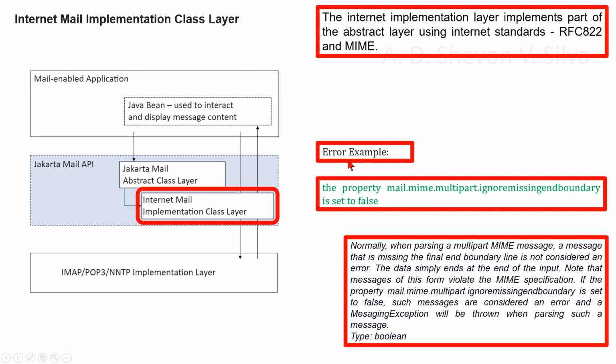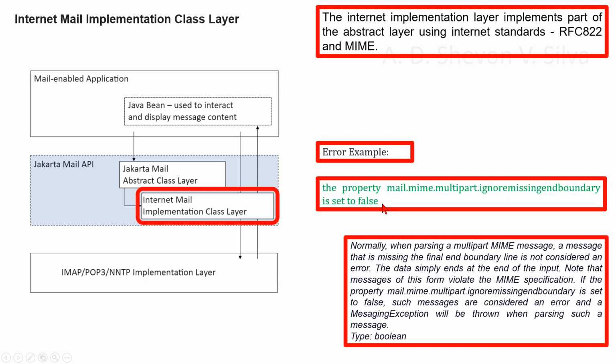As an error example, we can consider this one. The property mail.mime.multipart.ignoremissingendboundary is set to false. Normally, when parsing a multipart MIME message, a message that is missing the final end boundary line is not considered an error. The data simply ends at the end of the input. Note that messages of this form violate the MIME specification.